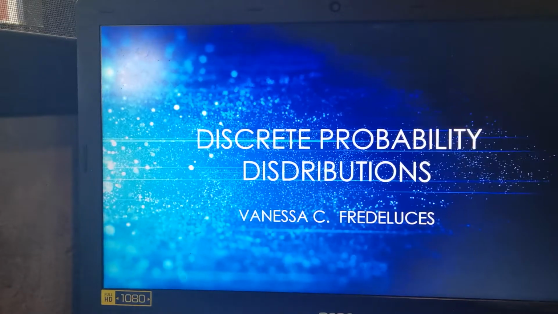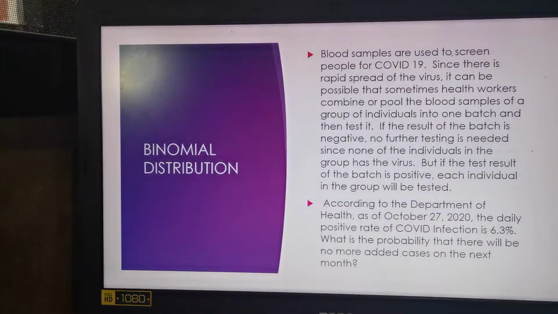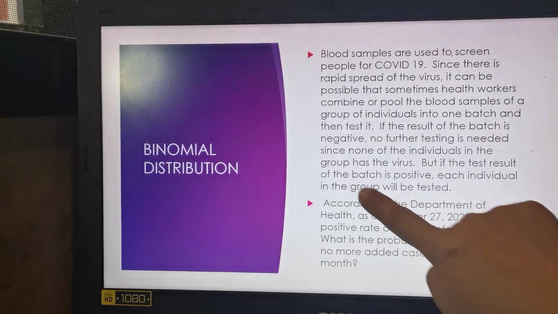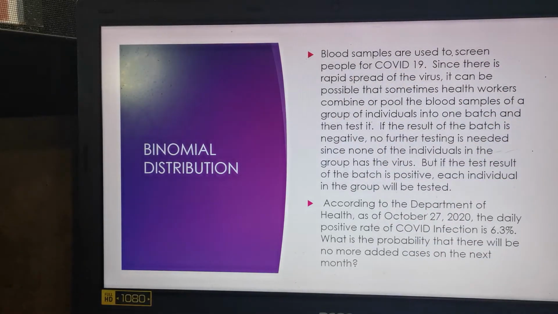Okay, so discrete probability distributions. The first thing that we are going to focus upon is the binomial distribution, and this is one of the applications of discrete probability distribution.